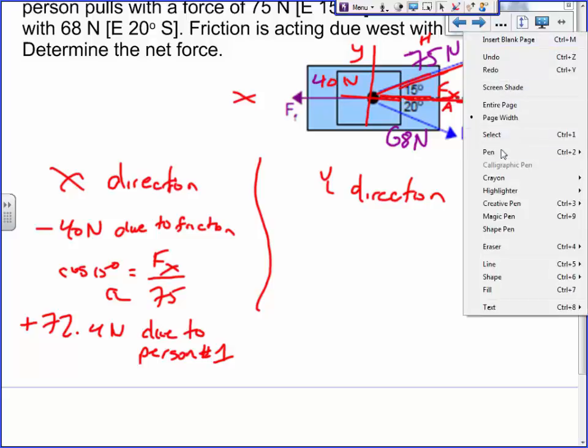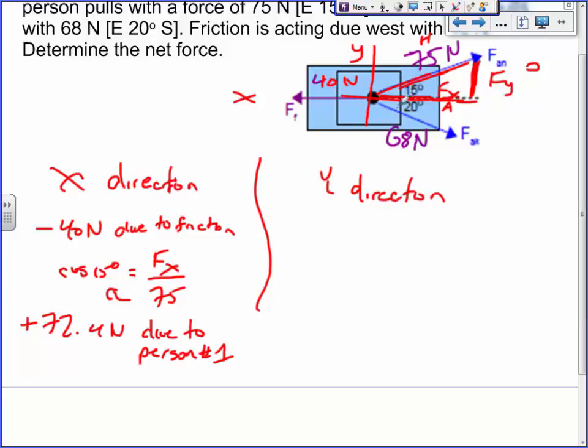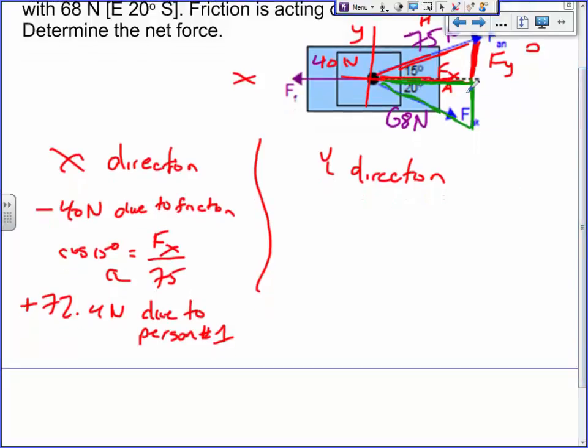So to separate with another color here, I'll use green now. There's also somebody who's pulling with 68 newtons as well. It's 20 degrees for that person. Honestly, the math is the exact same though. You've got an Fx, an Fy, and the 68 is the hypotenuse. It's still cosine. You'll figure this out eventually. Cosine is always for the x dimension, and sine is always for the y dimension.